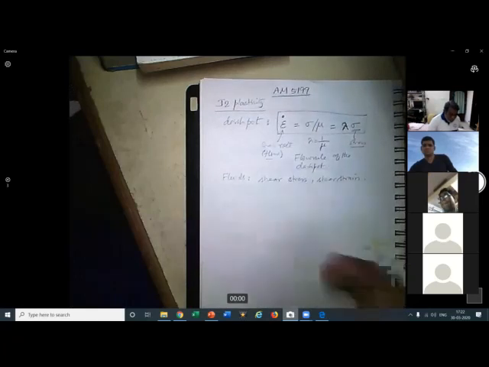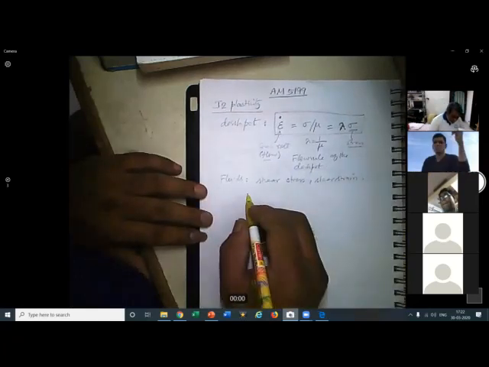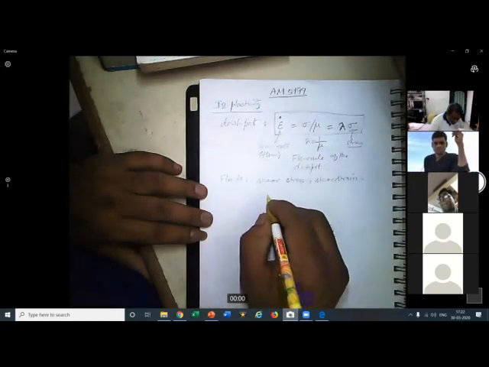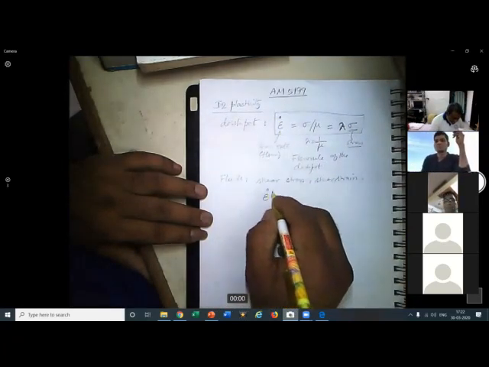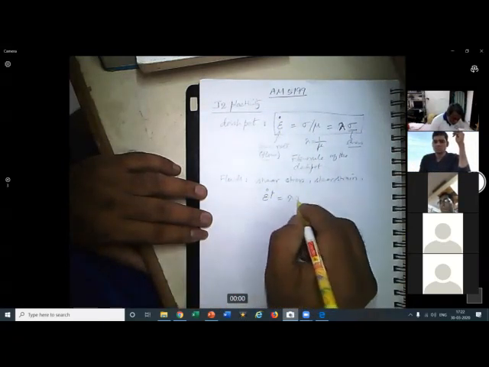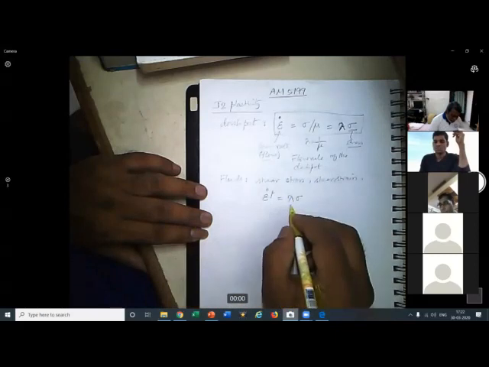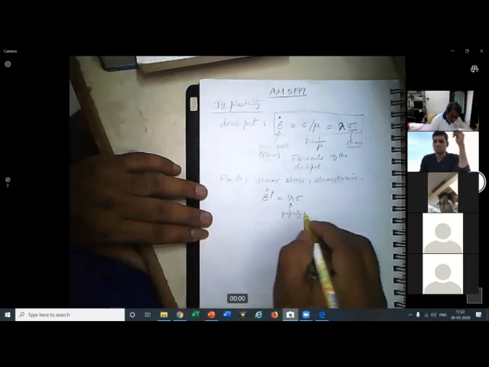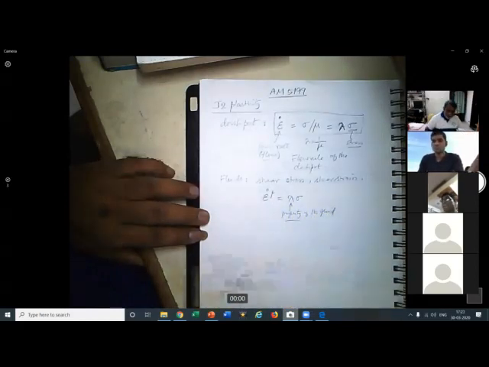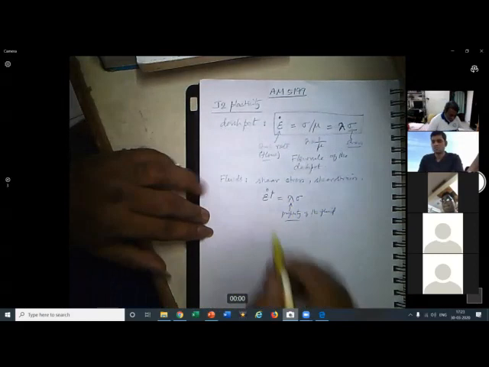Now let's look at it this way. The strain rate that I have is nothing but the plastic strain rate or viscoplastic strain rate. That is equal to lambda times sigma, where lambda is a value property of the fluid. Right?